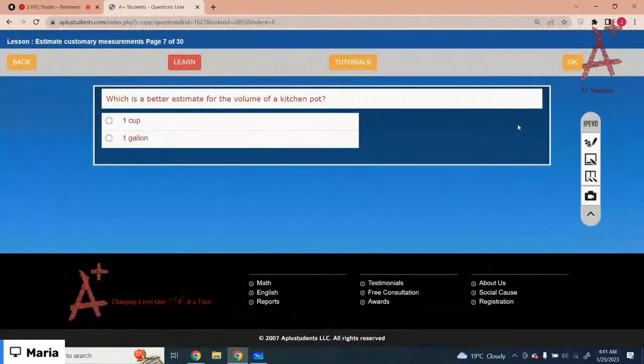Okay, which is a better estimate for the volume of a pot? 1 cup or 1 gallon? Which is the correct option? The volume of a kitchen pot would be 1 gallon. Got it? Because 1 cup is too little. It's a kitchen pot.